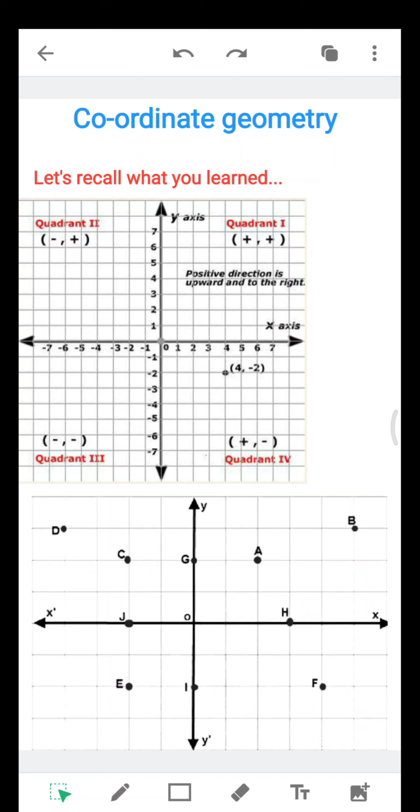both positive, they come in the first quadrant, then the point of the form x comma 0 comes on the x-axis. You remember that this H is 1, 2, 3, so the point H is 3 comma 0. So points of the form x comma 0 lie on the x-axis.